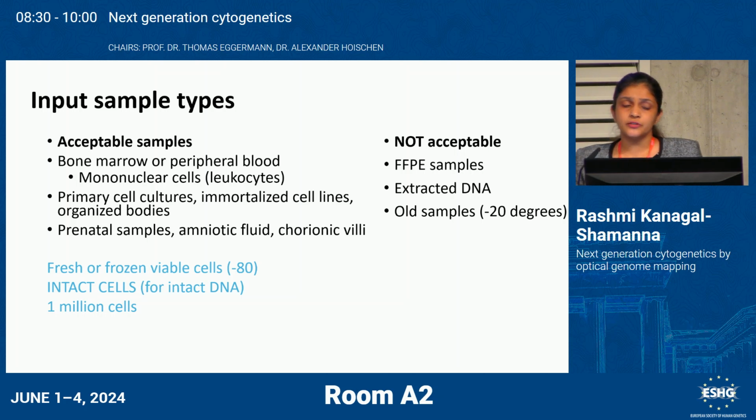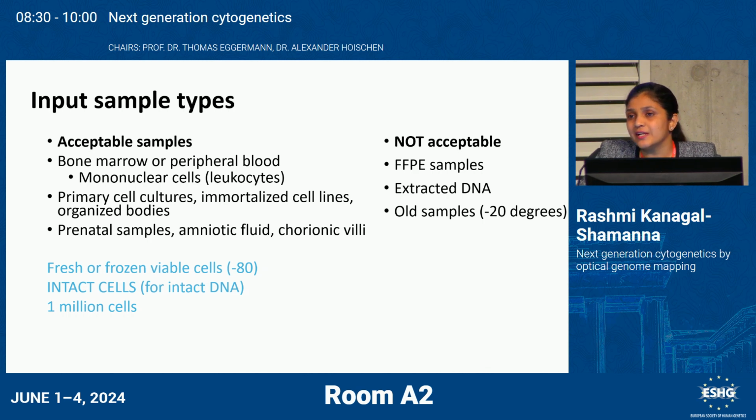At this point, let's also think about what kind of samples are pertinent for OGM. The acceptable samples are bone marrow and peripheral blood, especially relevant for hem-onc, right? As well as the mononuclear cells within these sample types, primary cell cultures, immortalized cell lines, organoid bodies, and for prenatal testing, amniotic fluid and chorionic fluid. Essentially, any cell, if the cells are intact to obtain intact DNA, is usable.